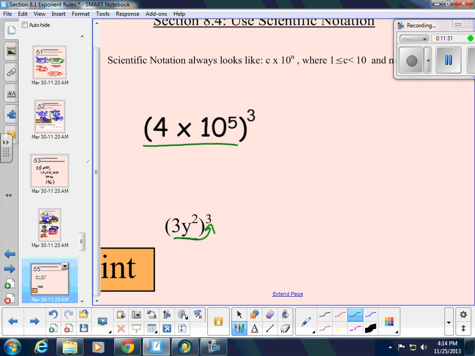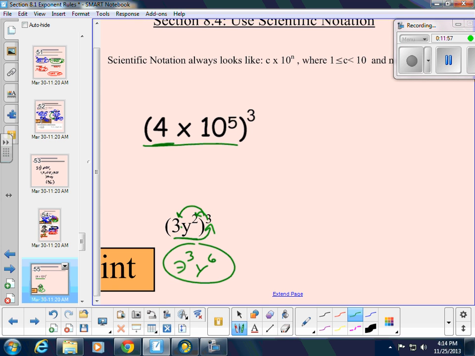Well, what happened in this kind of problem? And actually, this is the power of a product rule, because I'm multiplying. But remember what I could do is I can just apply this 3rd power to each of the things getting multiplied inside that parentheses. So I could take this 3 to the 3rd power, and then y to the 3rd. What happens to that? Well, that's the power to a power rule. That is right there. That's where I get y to the 6th. I multiply them together.